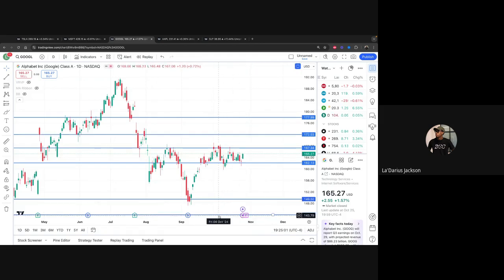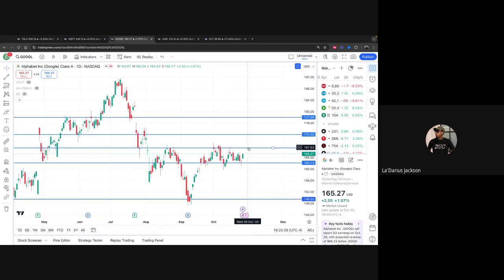Let me move some stuff around here. I think it's setting up to break out of this consolidation pattern, because what this really is, is a really big flag, right? So it started at, what, 150. Top side of this is 167. We can round up and just say 170. So it's a $20 move pretty much between the top and bottom of that flag.